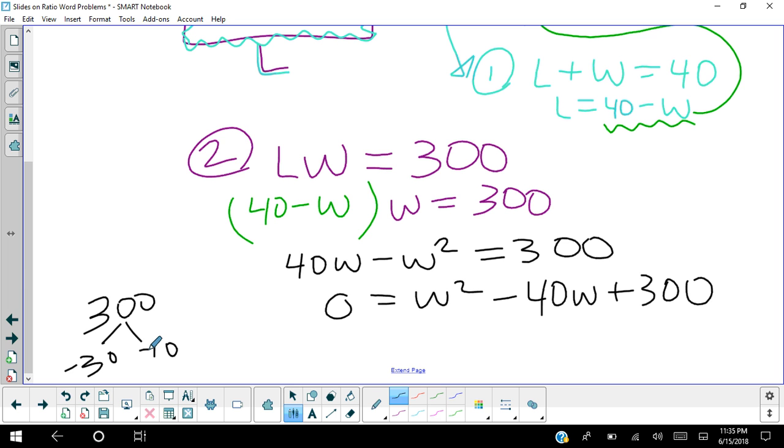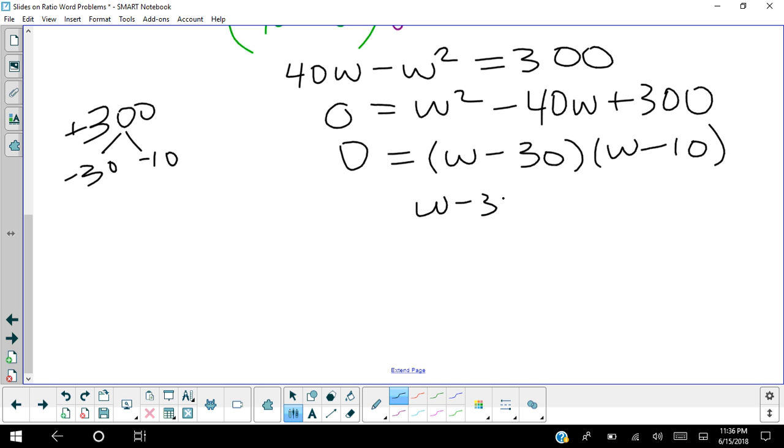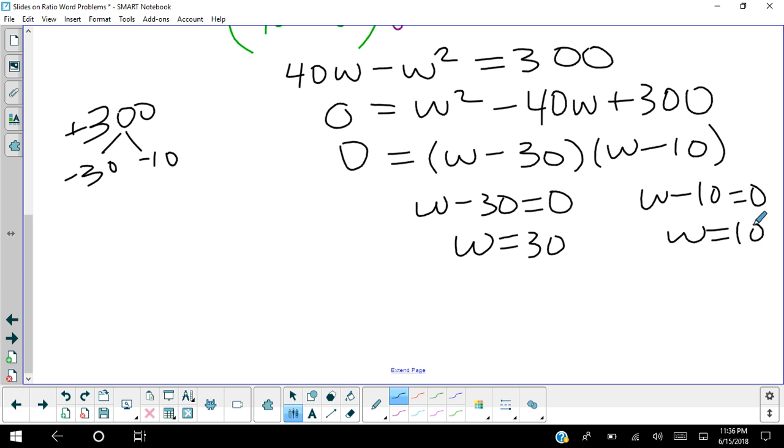Well, negatives on both is actually good because a negative times a negative is a positive 300, and then a negative minus a negative stays negative, so negative 30 minus 10 is negative 40. So this factors to be parentheses W minus 30, parentheses W minus 10. I set each of those factors equal to 0, so if W minus 30 is 0, W is 30. If W minus 10 is 0, W is 10.